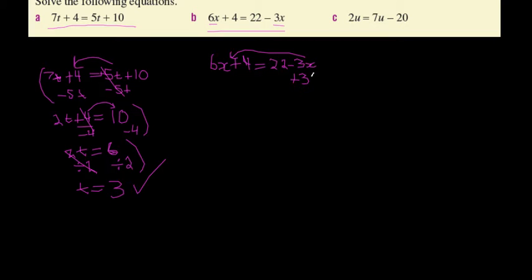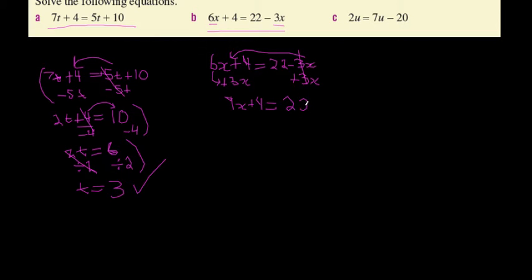Plus 3x. So when we do that, that does cancel out, and we've got plus 3x over this side. So we end up adding these two together. So it's 6x plus 3x. Your answer is 9x plus 4 equals, and we only have 22 left on that side.